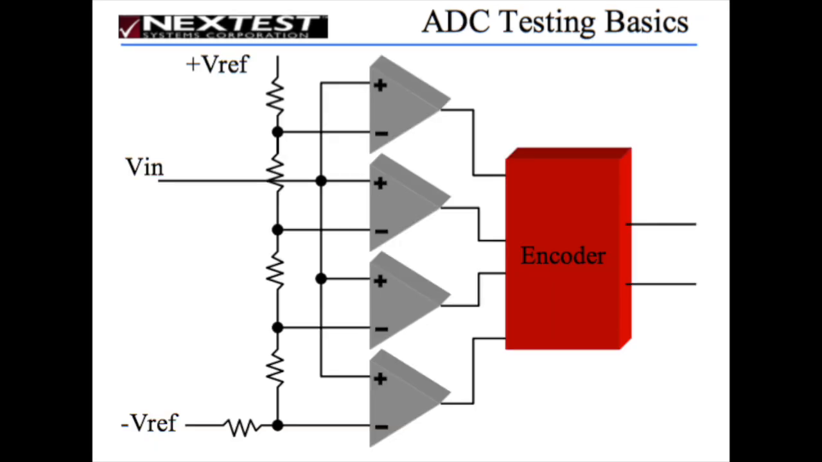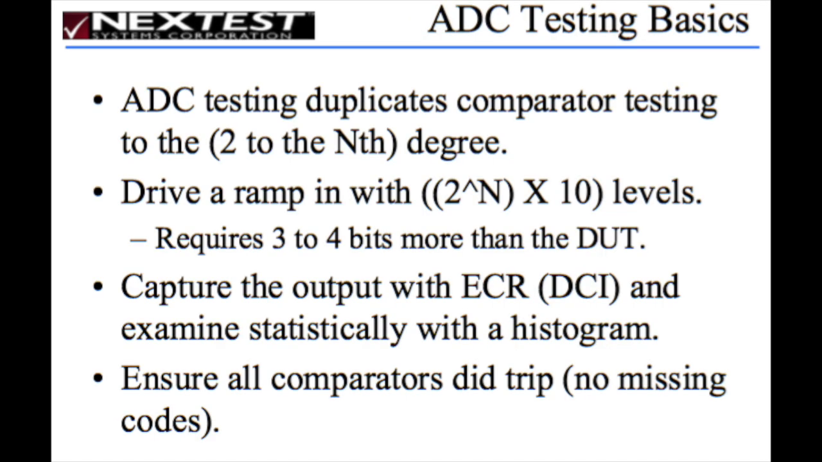Here's a little 2-bit ADC, just a little example of what it might look like. So we have plus VREF and minus VREF, and they're going through a resistor ladder, and we take the input to all the comparators. The voltage in is compared to those voltages off the resistors. The output goes into an encoder, and then it gives us 2 bits or 4 bits or 16 bits or 24 bits or whatever. ADC testing duplicates comparator testing to 2 to the nth degree.